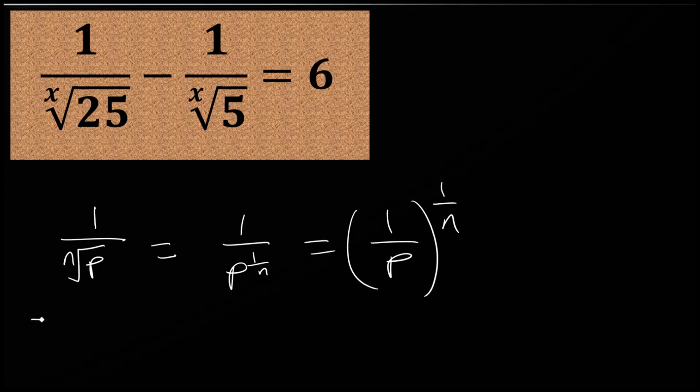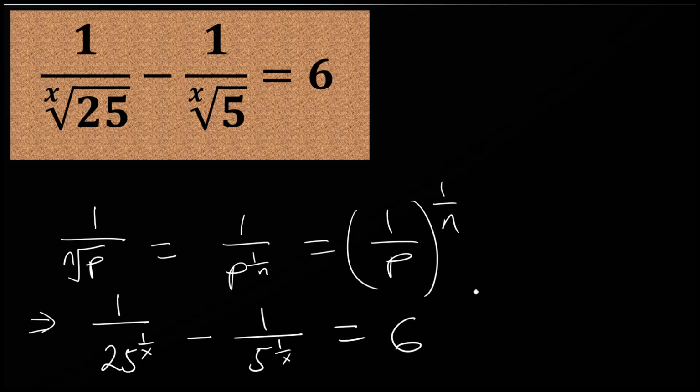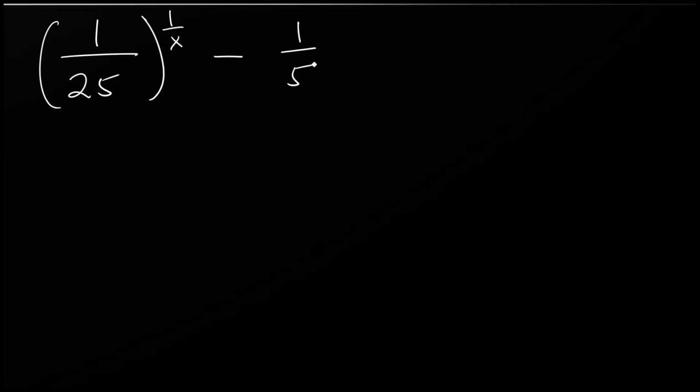So we can write 1 on the x root of 25 as 1 on 25 exponent 1 on x, minus 1 on 5 raised to 1 on x, equals 6. Okay, so from here you can say 1 on 25 all raised to 1 on x, minus 1 on 5 all raised to 1 on x equals 6.